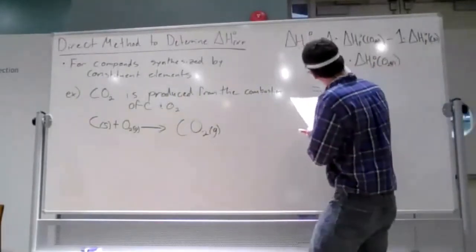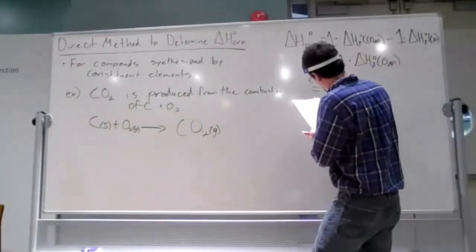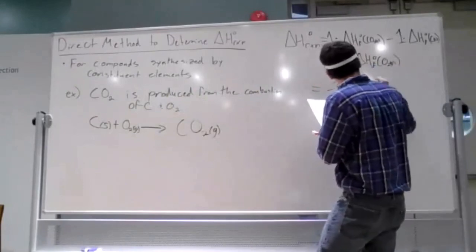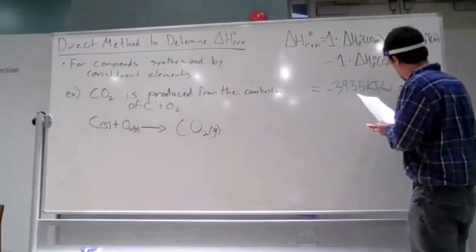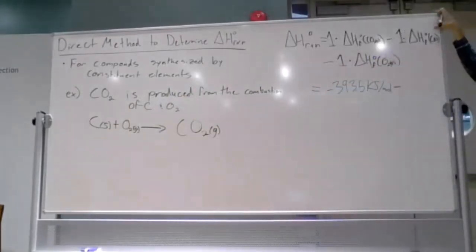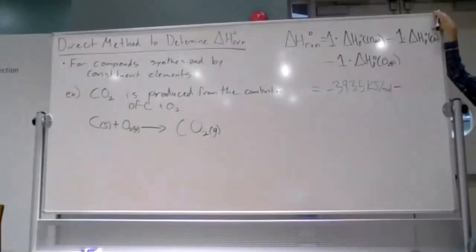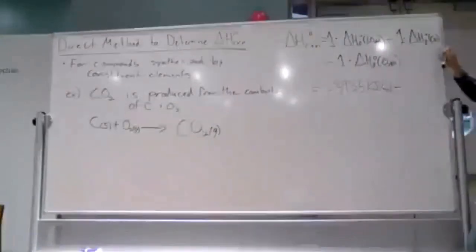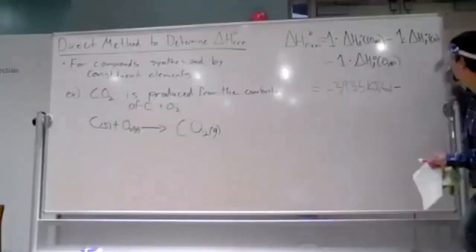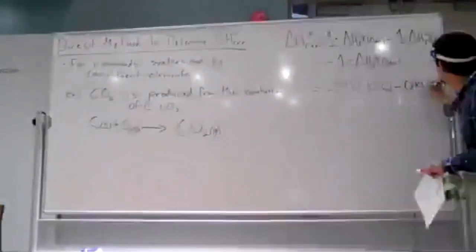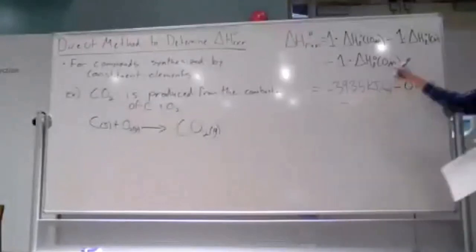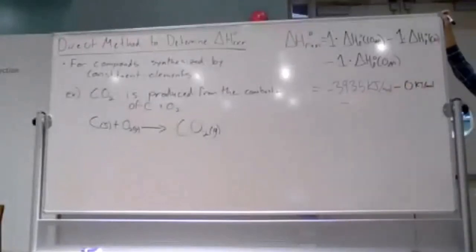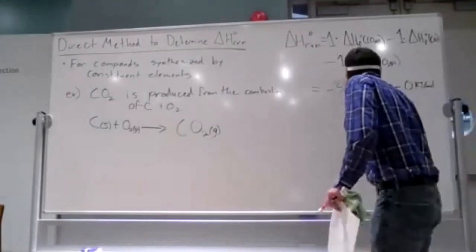You calculate that guy right there, -393.5 kilojoules per mole. Minus, how many kilojoules per mole is this heat of formation of solid carbon? Zero. Why is it zero? Yep, exactly. It's in its elemental form. We know that anything found in its elemental form is zero. So we got 0 kilojoules per mole for the solid carbon. What about for the oxygen? Zero. Same thing, right? Elemental form.